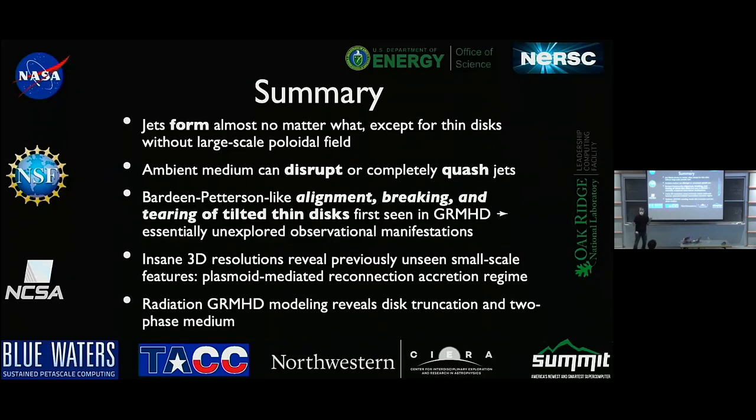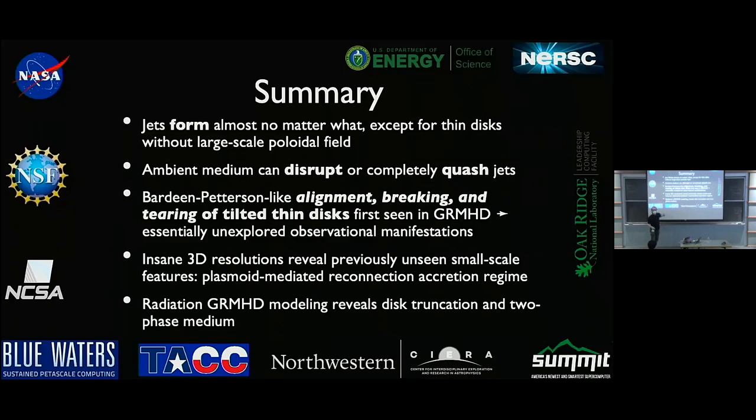That can lead to quasi-periodic oscillations. A lot of exciting phenomenology that we couldn't understand and interpret now might be coming to light. If we go to insane 3D resolutions, we can find new physics, like plasmoid-mediated reconnection, which is really important in establishing the ability of us to get converged results.